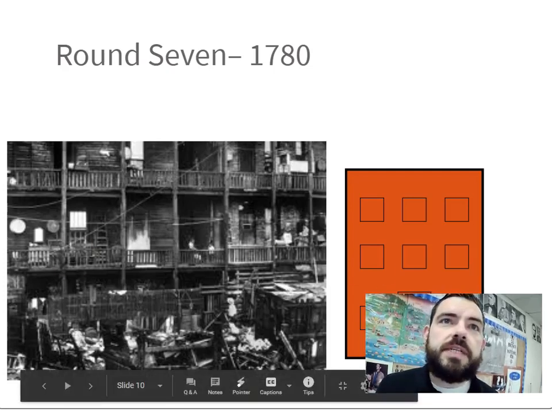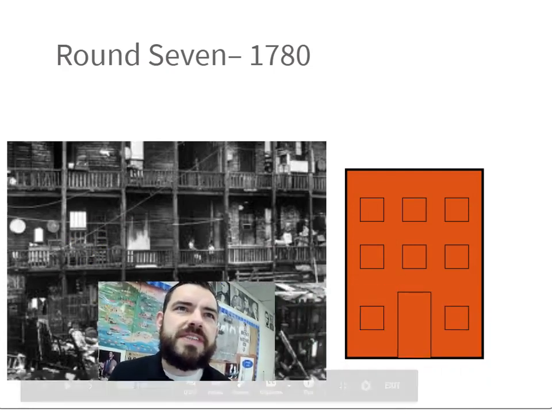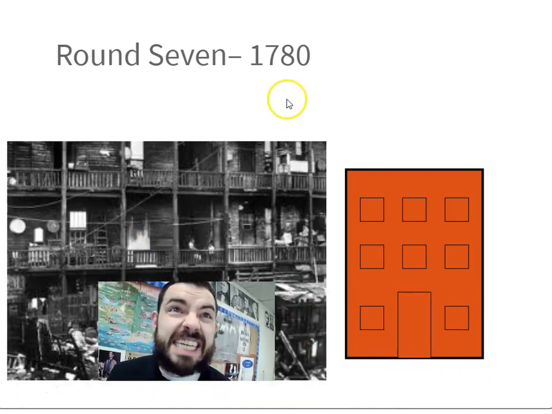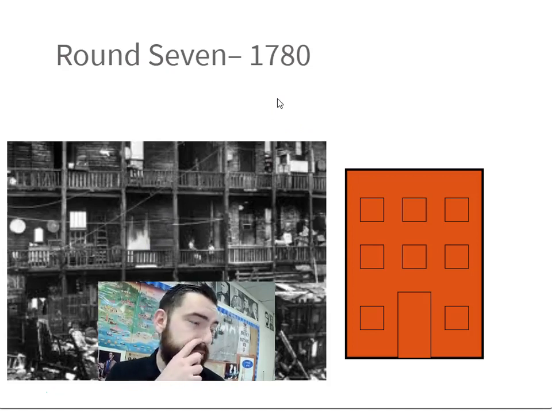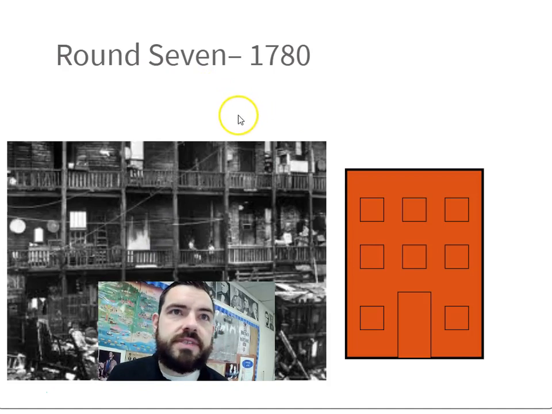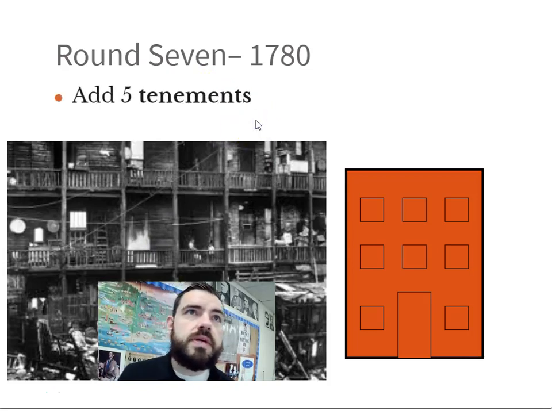This is what the tenement looks like here. This is a photo. It's basically these apartments that have tiny, tiny, tiny rooms. Probably they're about 10 by 10, very small rooms. Add 5 tenements.